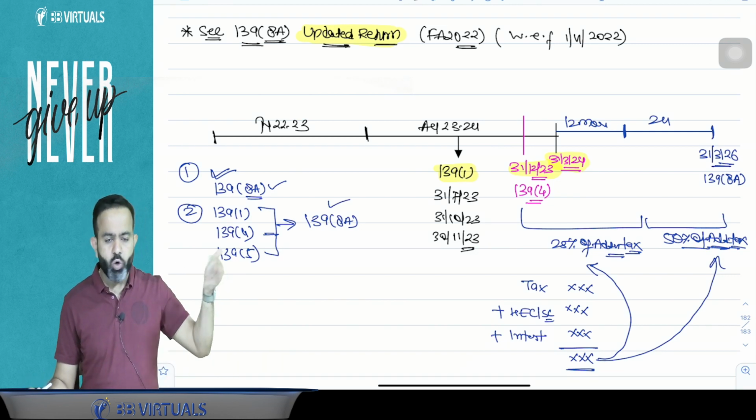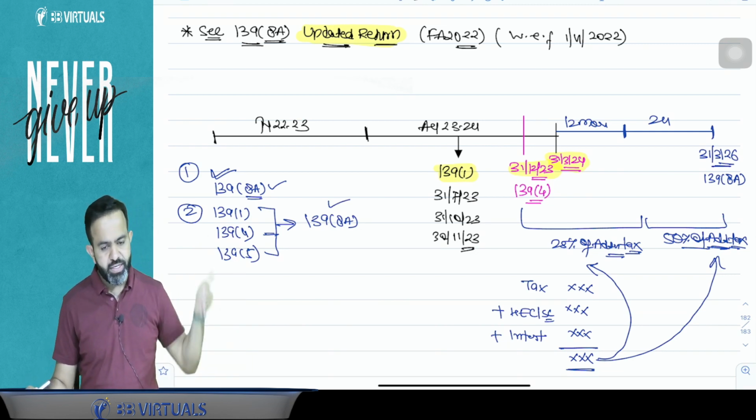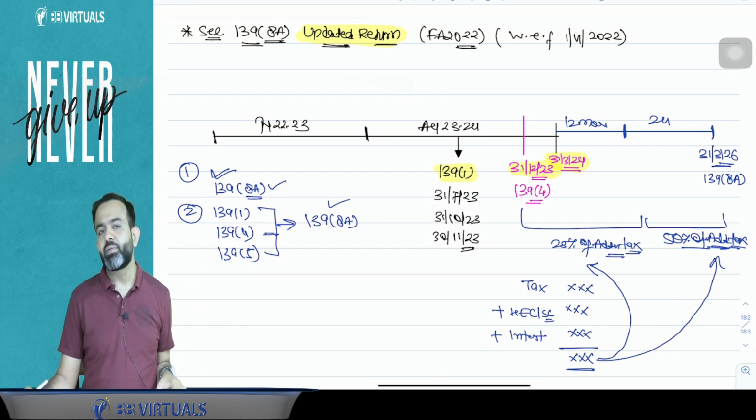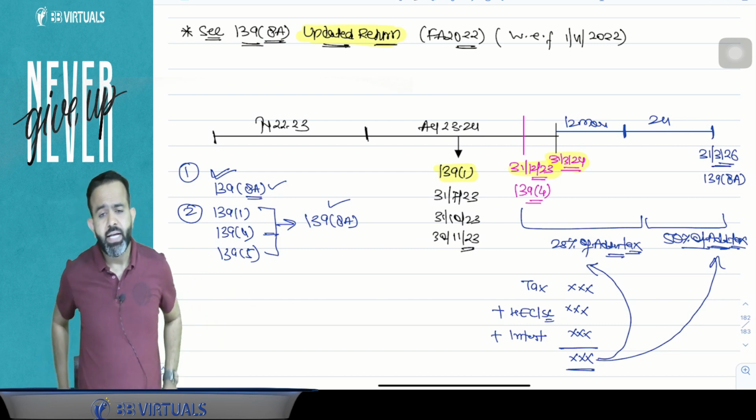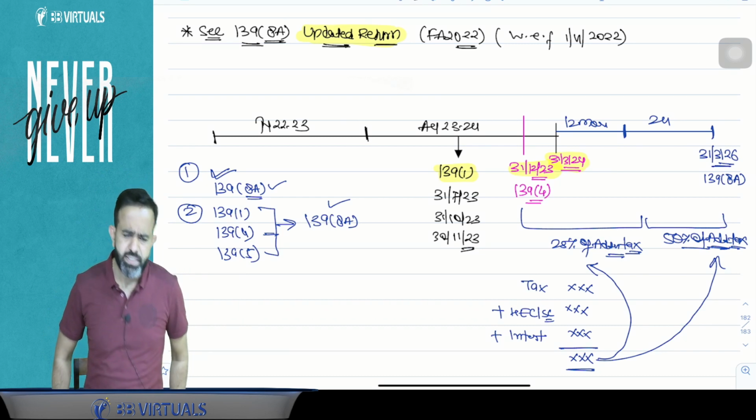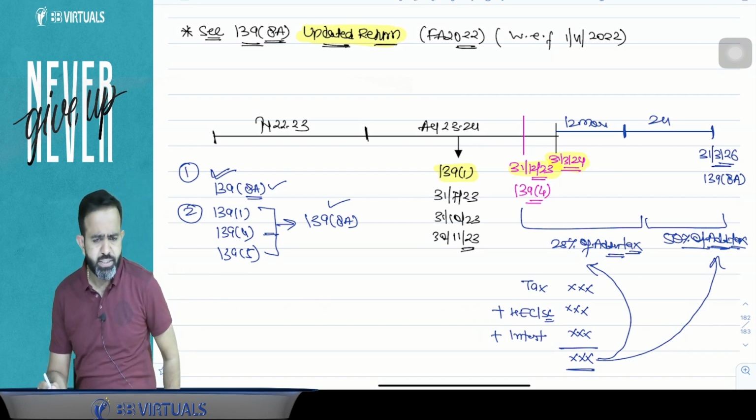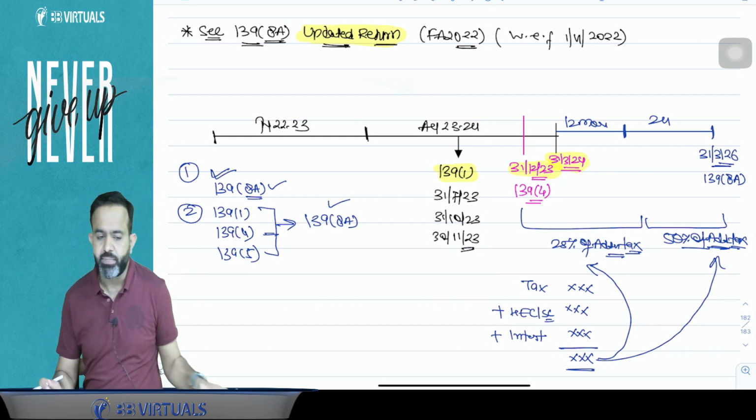Means earlier you already filed the return, and now you want to make the updated return. Can you file the updated return? Answer is yes, you can file the updated return, no issue at all. Under section 139(8)(a), you can file the updated return.